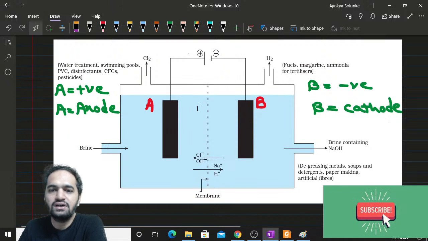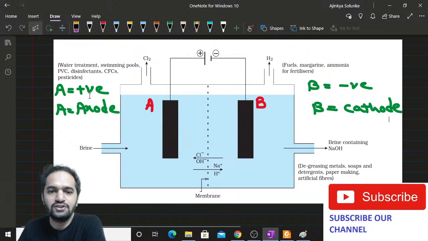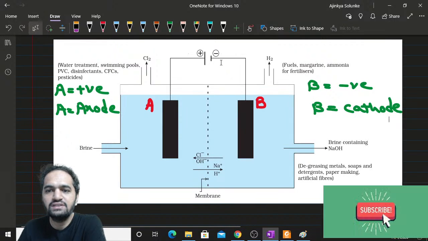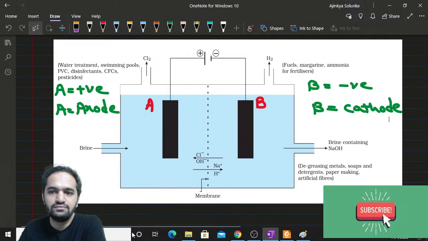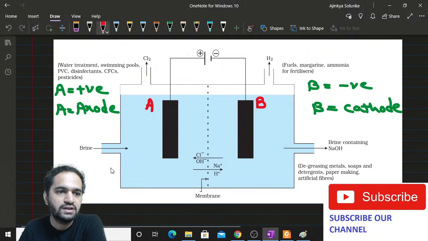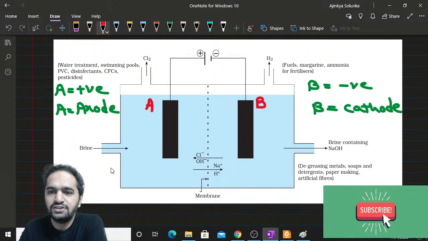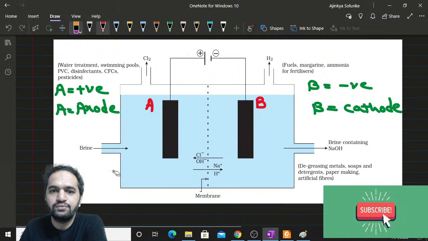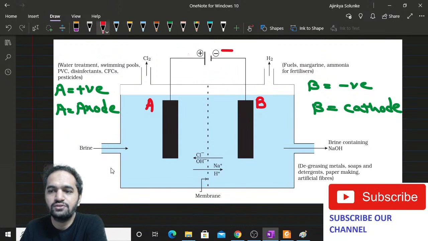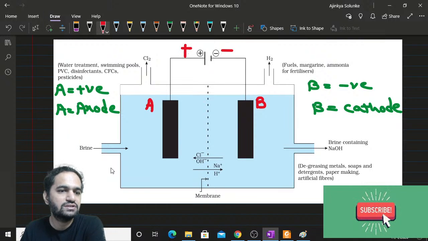So that's a very simple logic. A is connected to positive, so A is anode, and B is connected to negative, so B is cathode. I think the concept is very much clear now, right? Shantanu Thorat, B is connected to negative. You can see the negative terminal here, right? So B is nothing but cathode. Positive is here, negative is here. You can check yourself.